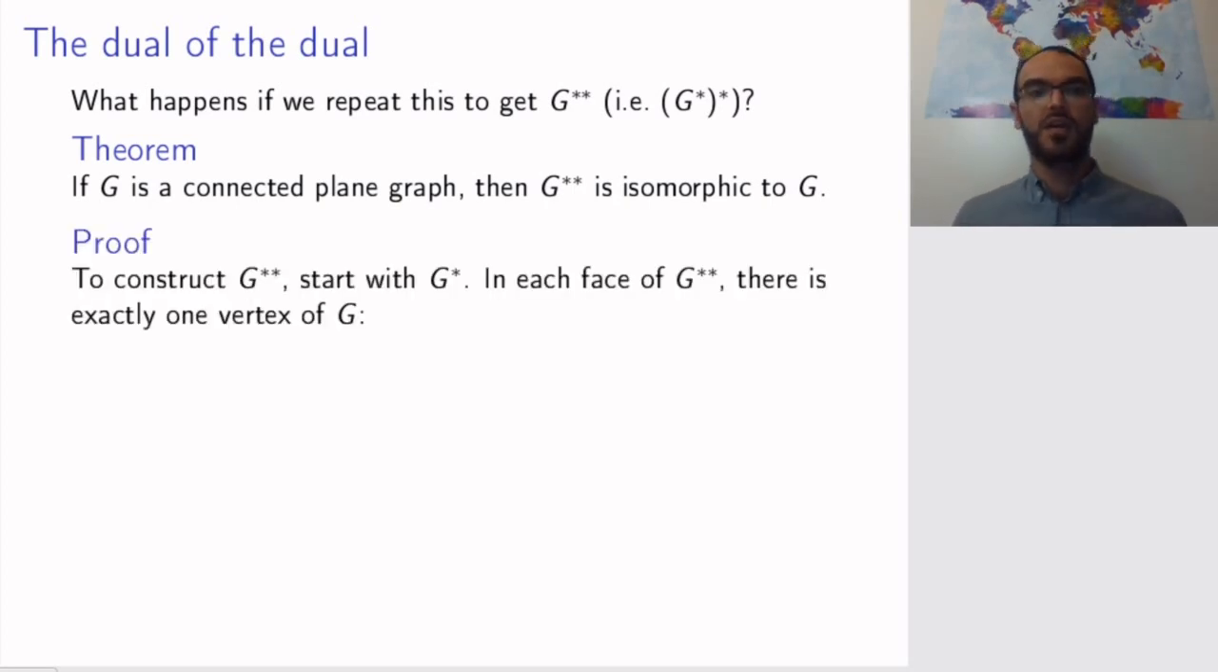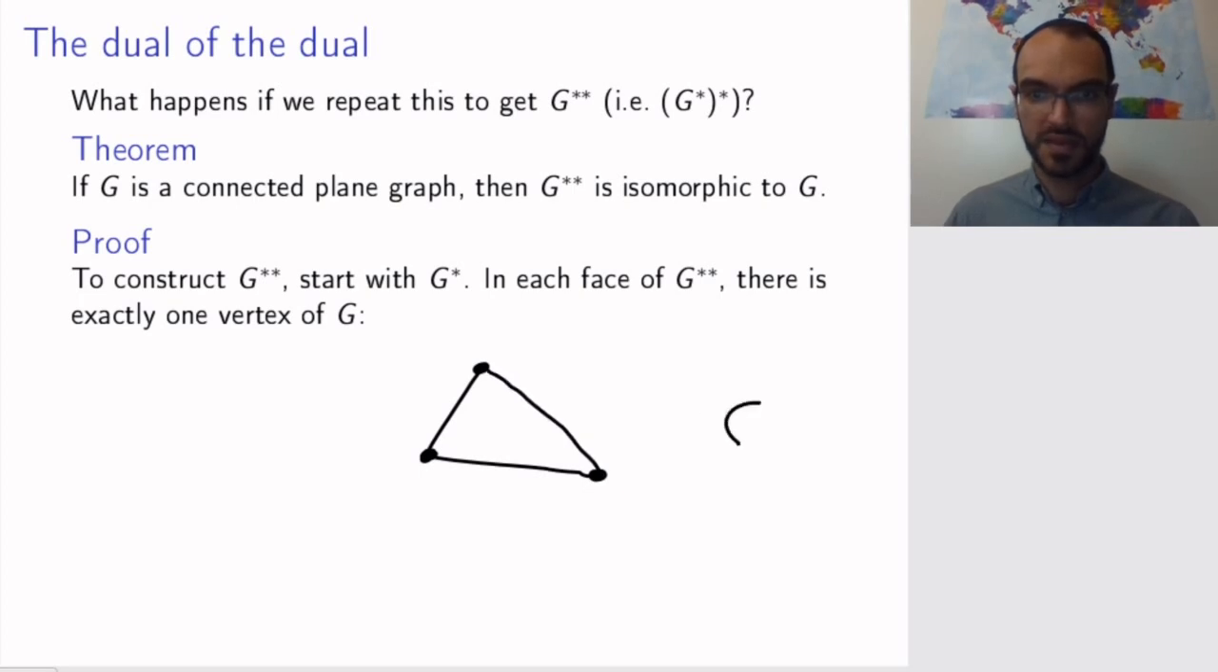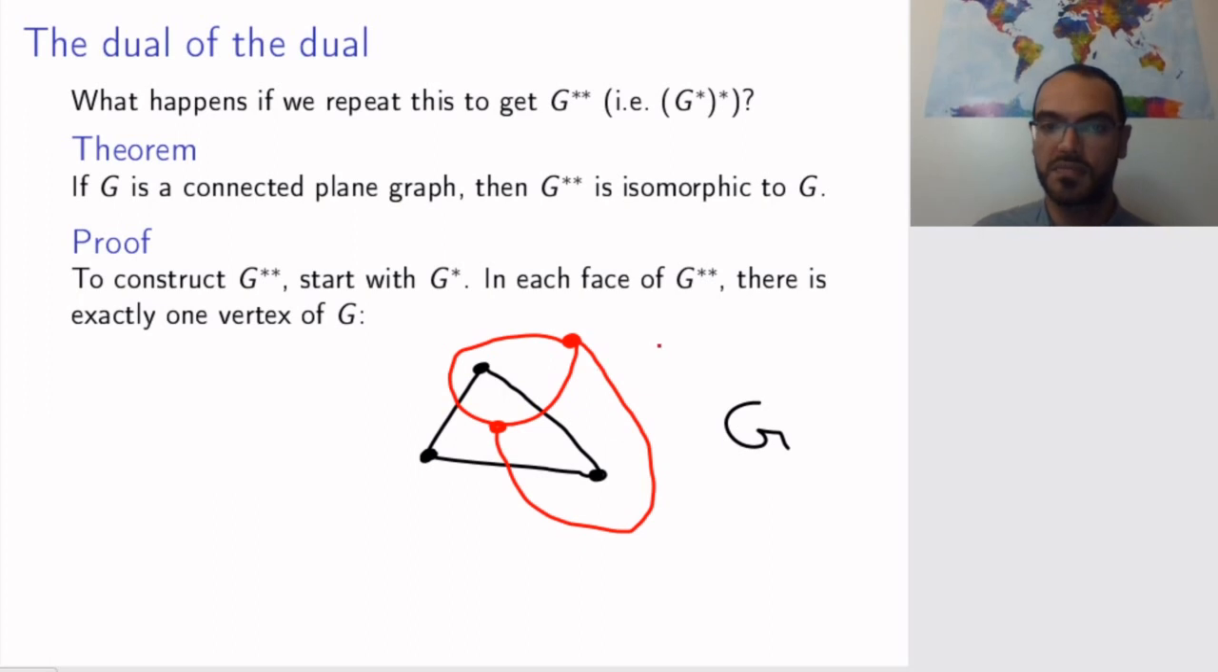Why is that? Well, let's try to construct G star star. So how do we do that? Let's first draw an example. Assume that this is my G, and then my G star will be this red graph. So 2 vertices, one for each face, and one edge crossing each edge. So this is my G star. And now I repeat the same to get G star star.